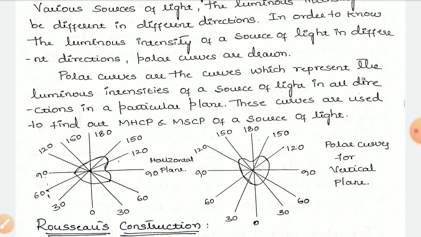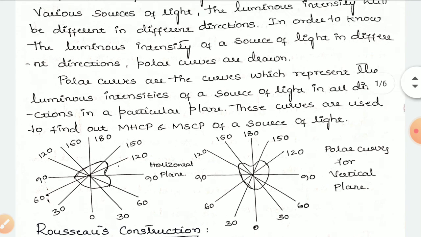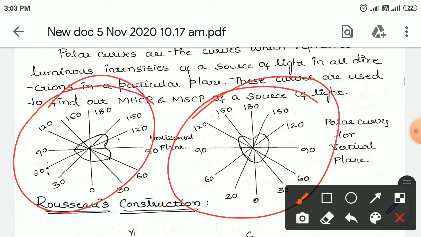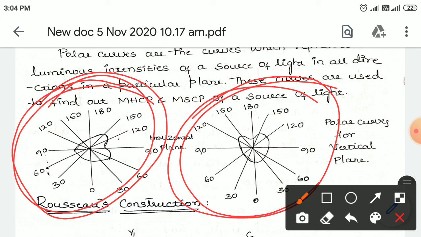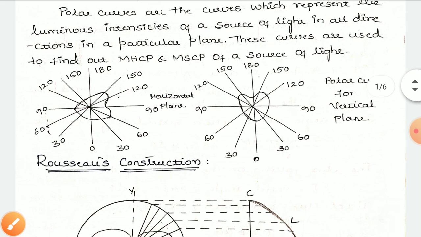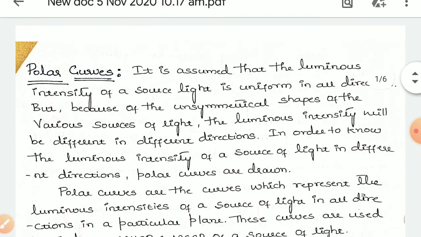If the polar curve indicates the luminous intensity of a source of light in a horizontal plane, it is called a horizontal polar curve. If the polar curve indicates the luminous intensity of a light in a vertical plane, it is called a vertical polar curve. This is a representation of a horizontal polar curve, and this is a representation of a vertical polar curve. This is about the polar curves and how the construction happens. Based on this we calculate the luminous intensity from the polar curves.